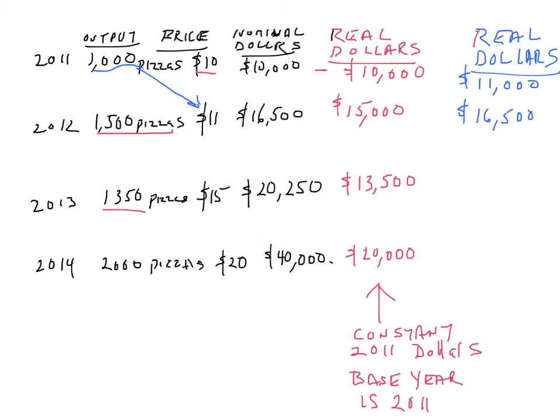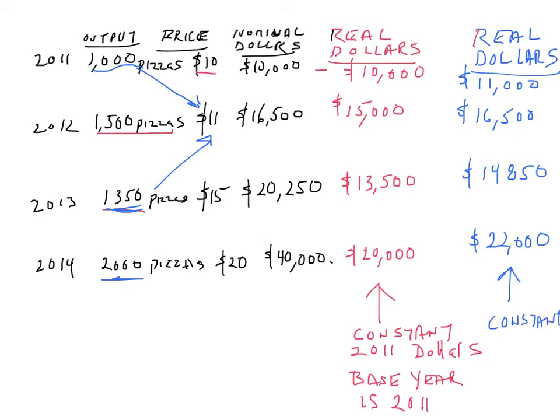And 1,350 pizzas, we'll multiply that by $11. That comes out to be 14,850. And then in 2014, using 2012 prices, $11 times 2,000 is 22,000. So this GDP is in constant dollars, constant 2012 dollars.